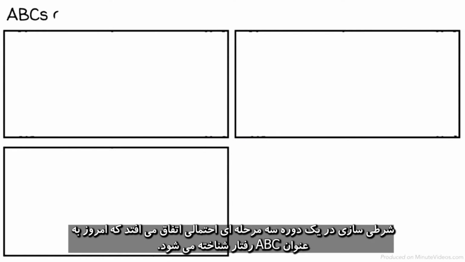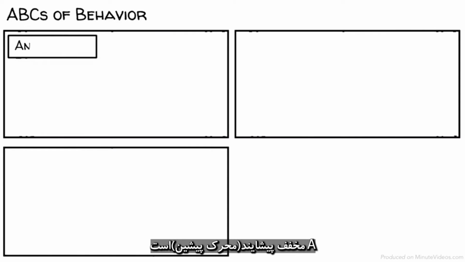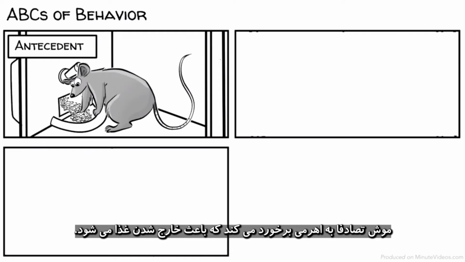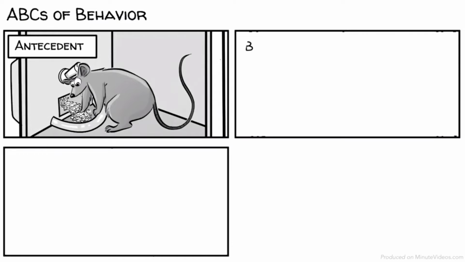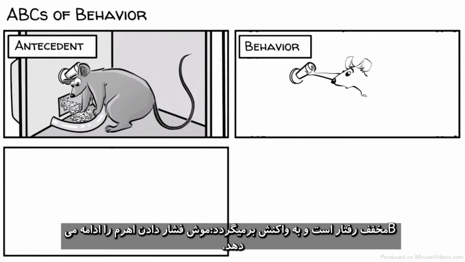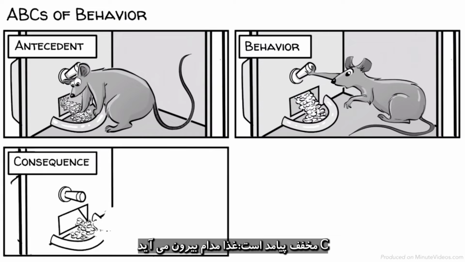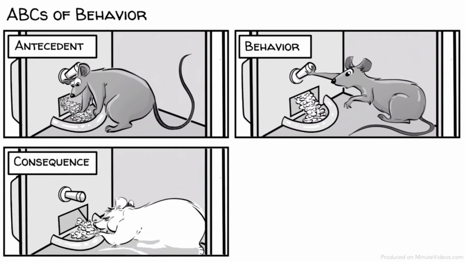Conditioning happens in a 3-term contingency, today known as the ABCs of behavior. A stands for antecedent. The rat accidentally hits the lever that triggers the release of food. B stands for behavior and refers to the response. The rat keeps pressing the lever. C stands for consequence. Food keeps coming out.